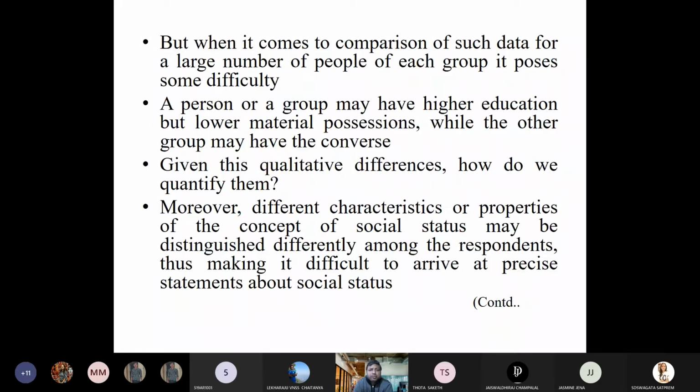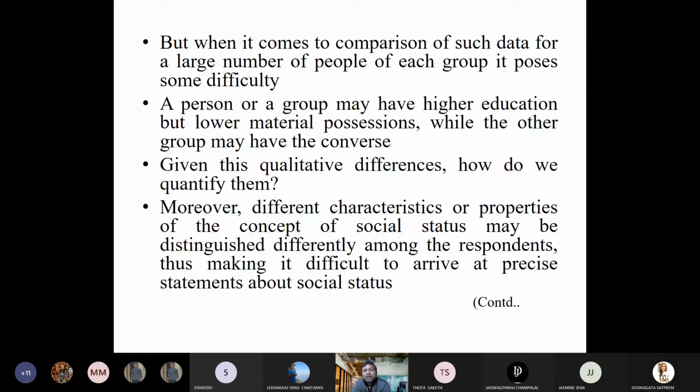But when it comes to the comparison of such data for a large number of people of each group, it poses difficulties, because when we are bringing data from a large group of people, we face lots of difficulties in measuring these things. A person or a group may have higher education but lower material possession, while the other group may have the converse.